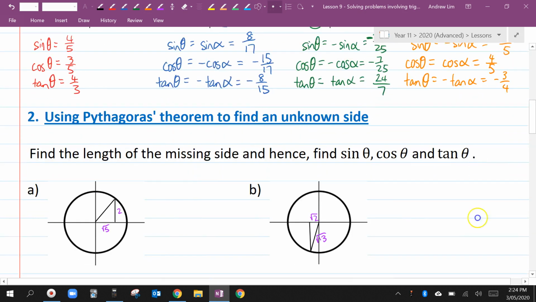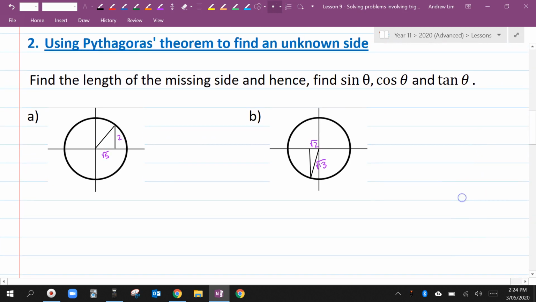Okay, let's move on. So now we know how to do that. Let's have a look and see if we can use Pythag to find an unknown side, and then we can find sine, cos, and tan for each of these. So I've only got 2 examples here. I'm going to go through the first one with you, then you can have a go with B yourselves.